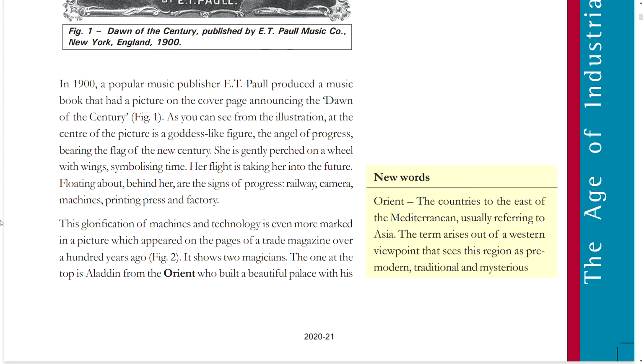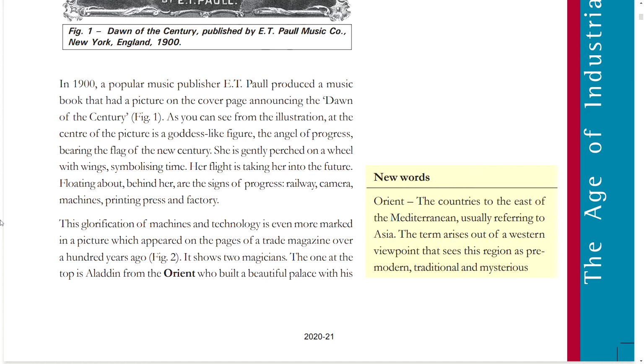She is gently perched on a wheel with wings, symbolizing time. Her flight is taking her into the future. Floating about behind her are the signs of progress: railway, camera, machine, printing press, and factory.